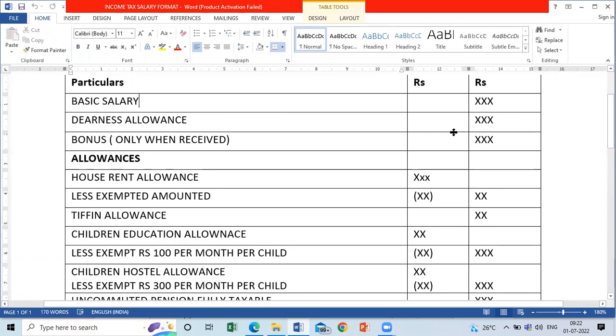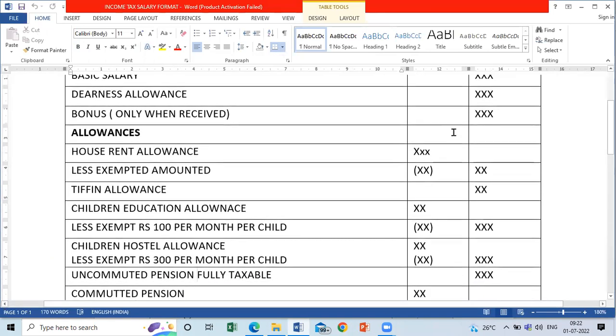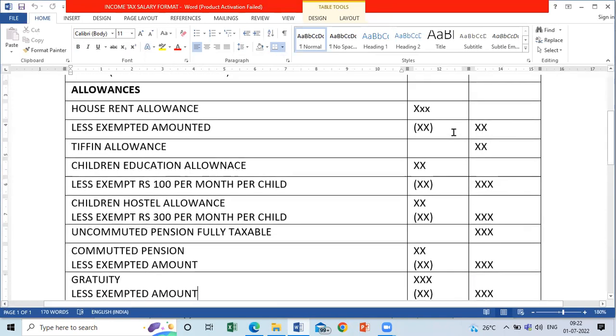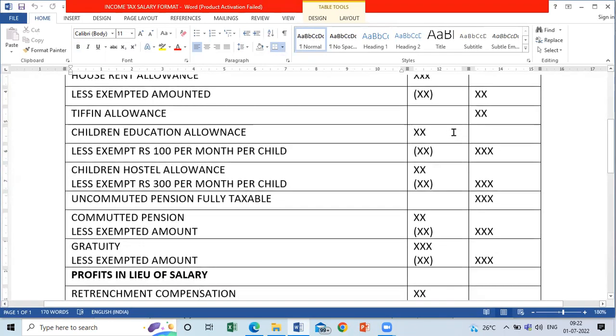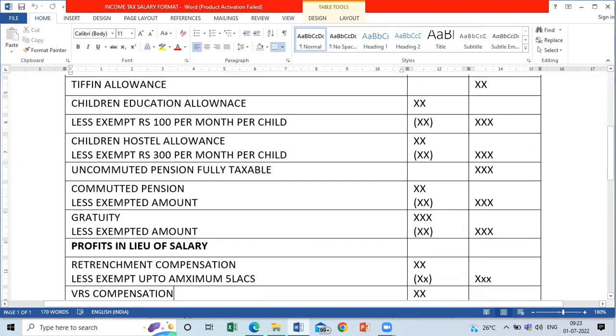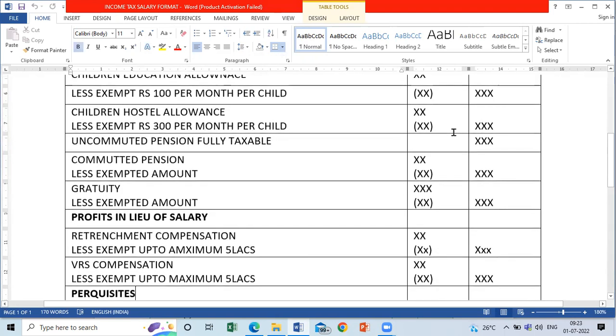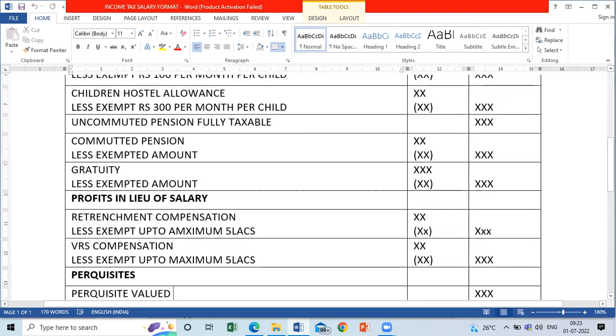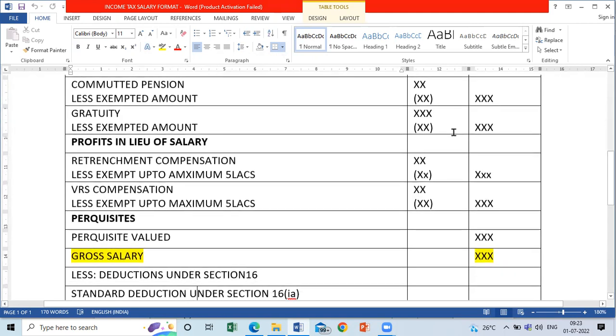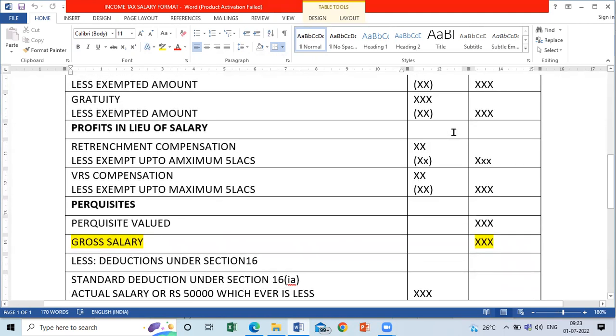This is the basic format. Basic salary, DA, bonus, allowance, house rent allowance, tiffin allowance, child education allowance, child hostel allowance, uncommitted pension, committed pension, gratuity, profits in lieu of salary में आपका retrenchment compensation आएगा, VRS compensation आ सकता है, and perquisites. Adding all this will give you something in the yellow highlight called as gross salary.